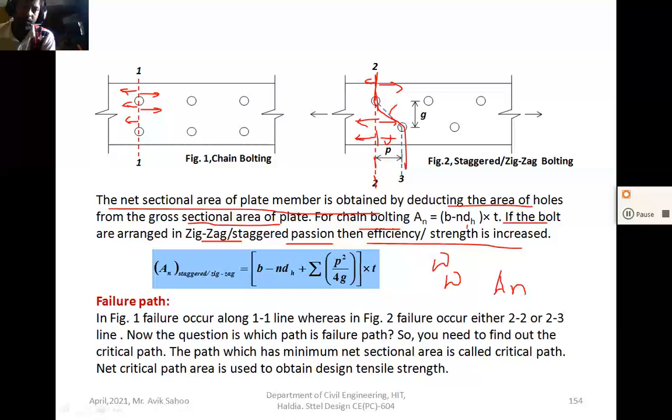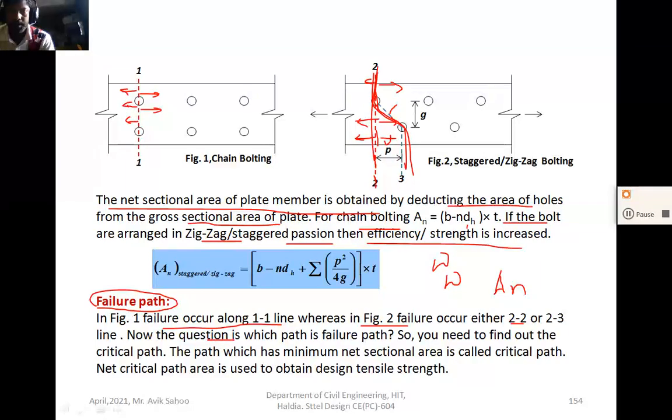Now you see that here I have described what the failure path is. In figure 1, failure occurred along 1 line. As I have said, along 1 line it may fail, whereas in figure 2, failure occurred either along this line, or it may fail along the other 2-3 line.